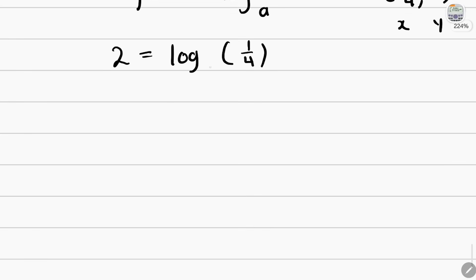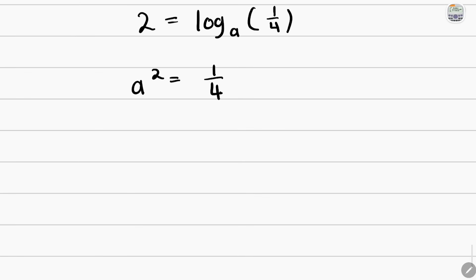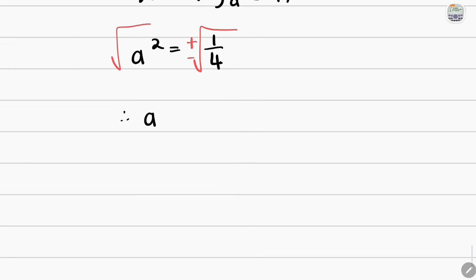And now to solve for a, we can just put this in exponential format. So a raised to the power of, this is the exponent, so 2, is equal to 1/4, the value that the exponent is equal to. Now to solve for a, it is a quadratic equation, so we can get rid of that squared by taking the square root on both sides. Of course, this means we have to consider the positive and negative solution. But this is an exponential function, so it's going to be positive. The square root of 1/4 is 1/2.